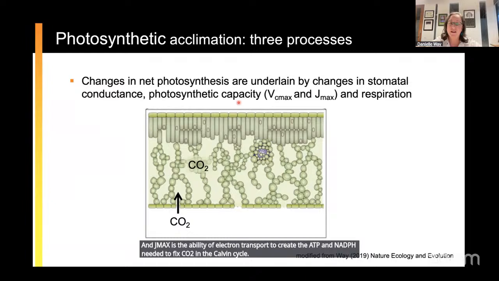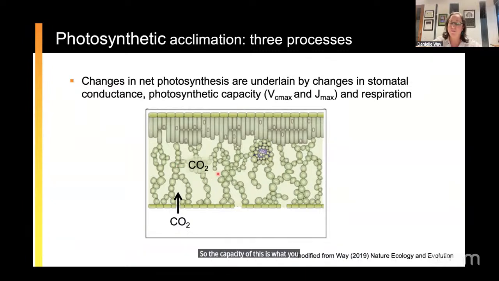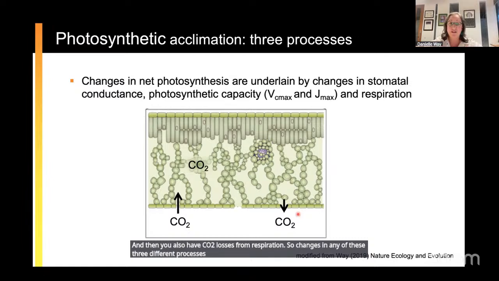So the capacity of this is what you're seeing inside the leaf. And then you also have CO2 losses from respiration. So changes in any of these 3 different processes could account for the shifts that we're seeing in the photosynthetic rates of these different plants.